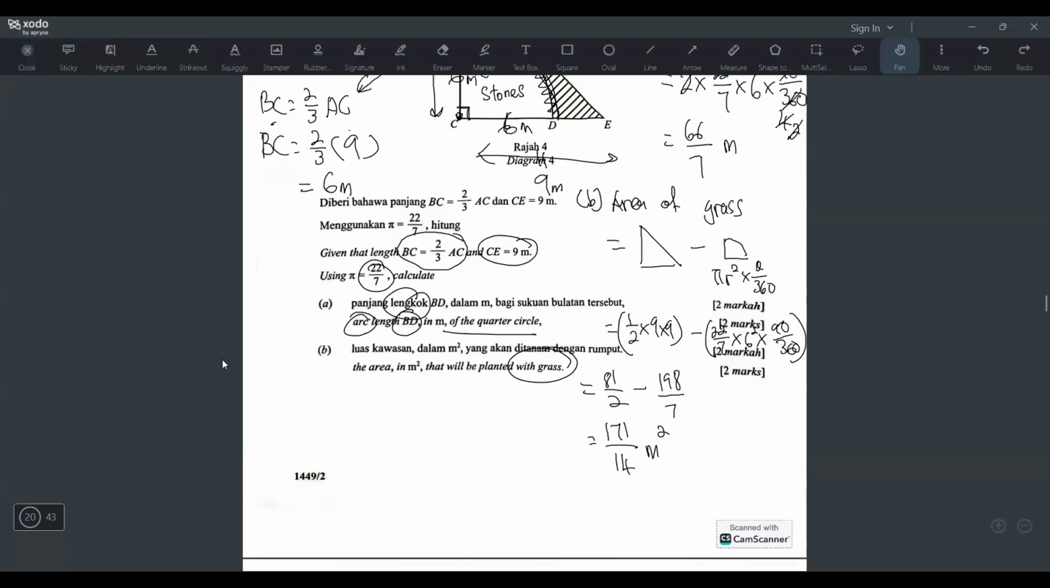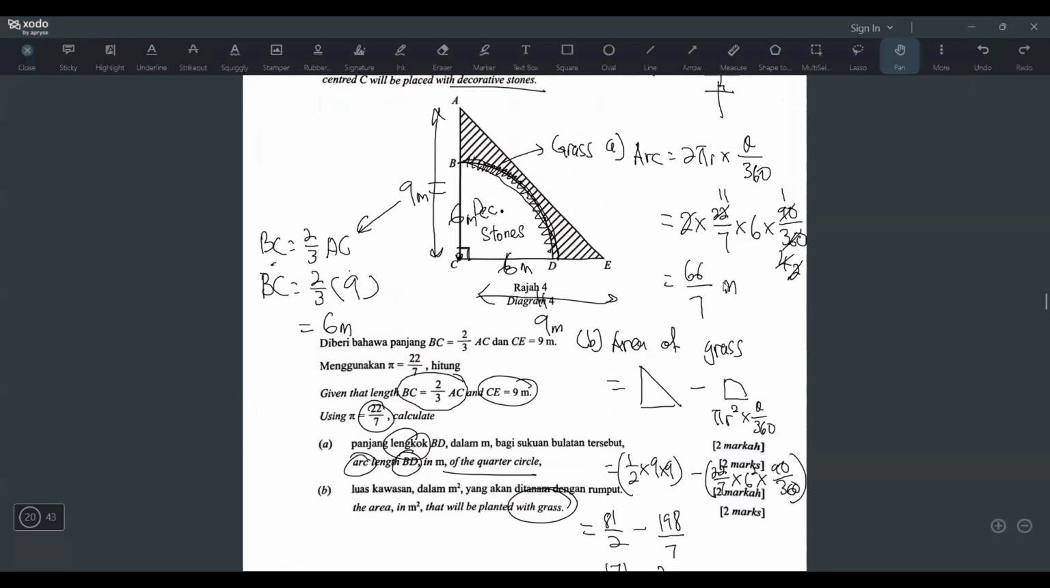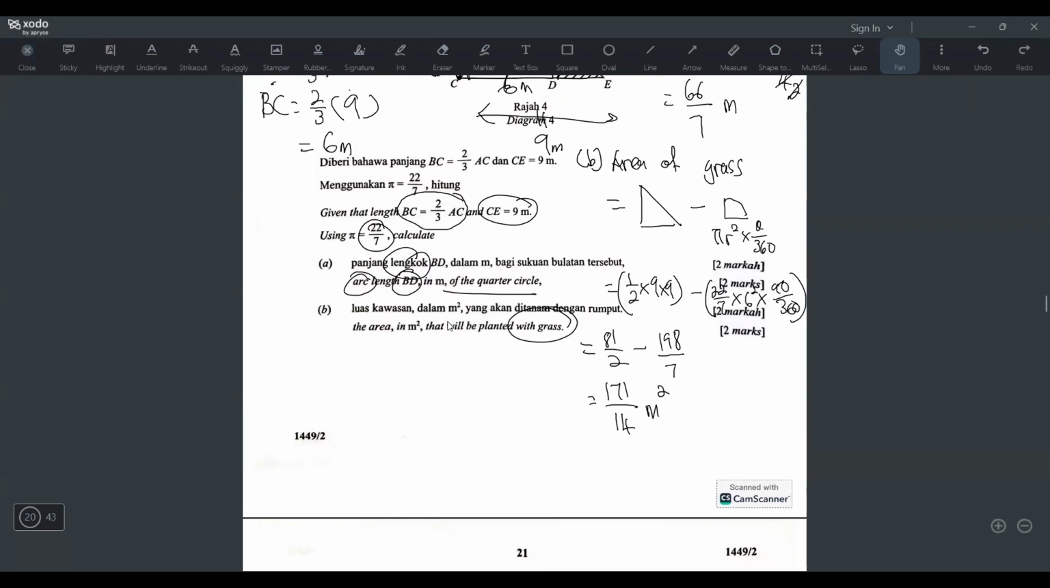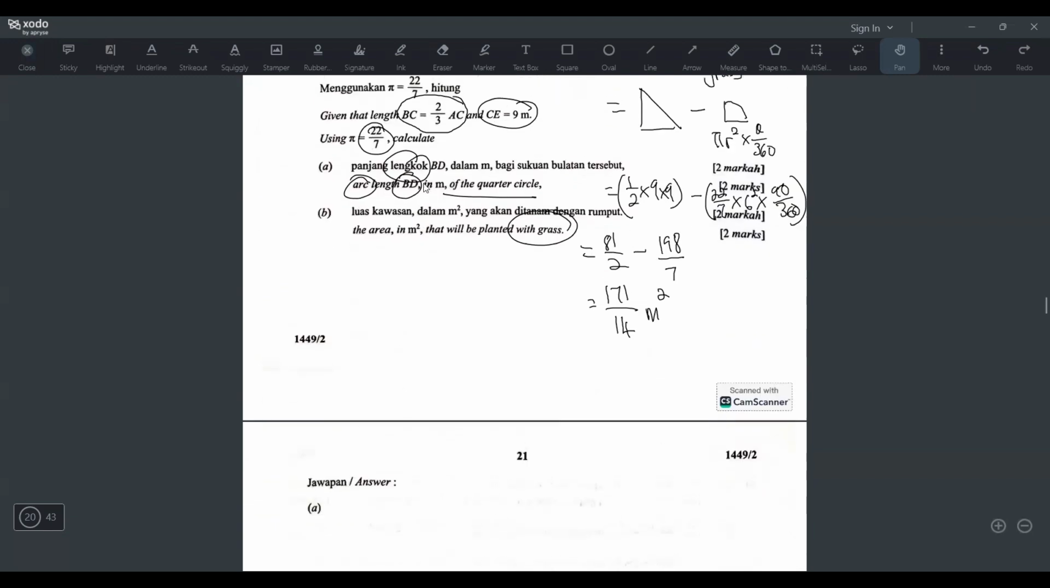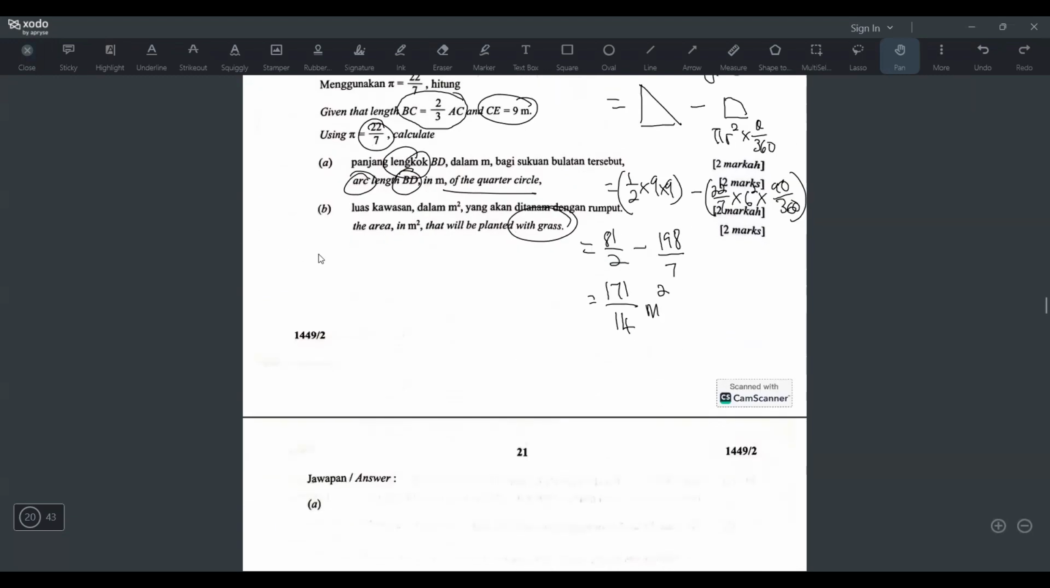Up to you. Okay. Don't forget to write the unit meter and meter square. Because everything is in meter. Okay. Yeah, it's not in cm. Okay. So A also in meter, but B is area, so meter square. Okay, sudah siap.